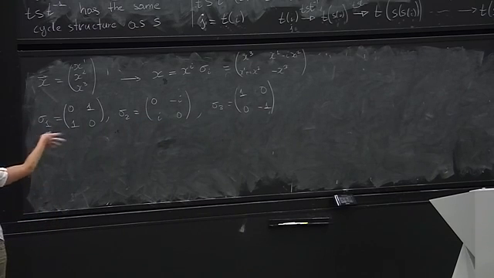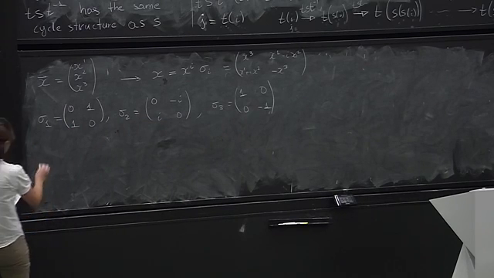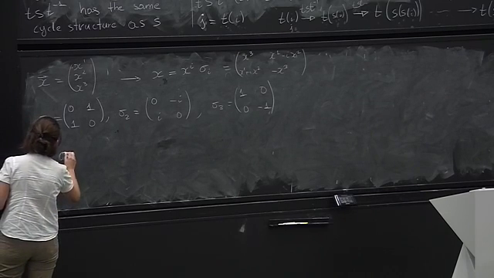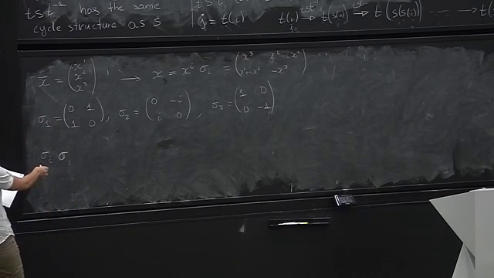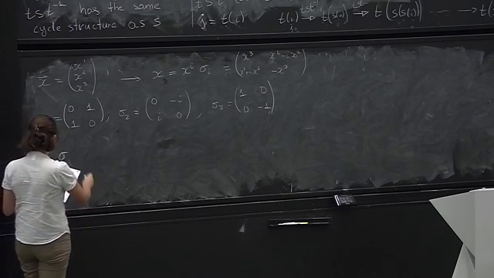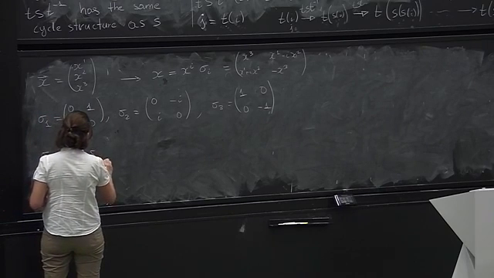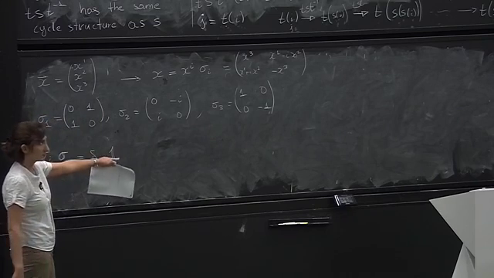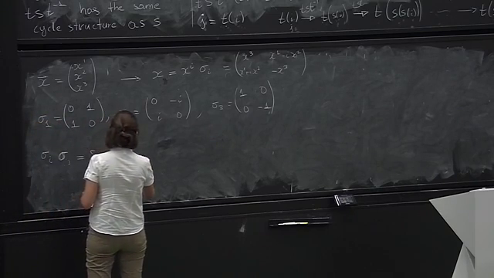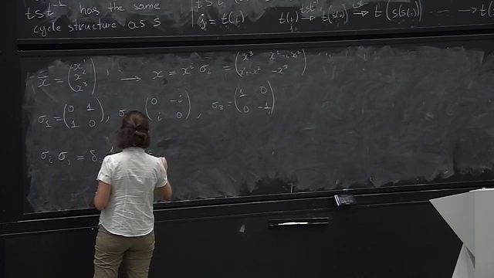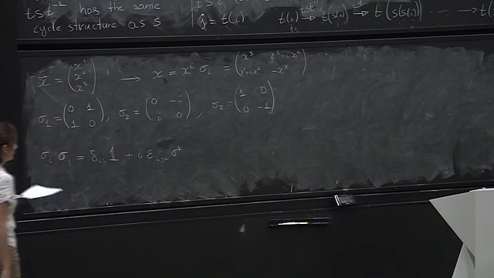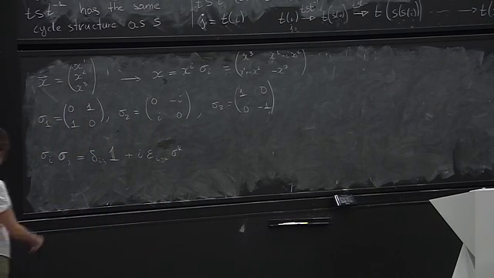Now, you can check that the Pauli matrices satisfy a specific algebra, and this is one of the nice relations you can write from this algebra. The product of sigma i times sigma j is equal to delta ij times the unit 2 by 2 matrix plus i times epsilon ijk sigma k.